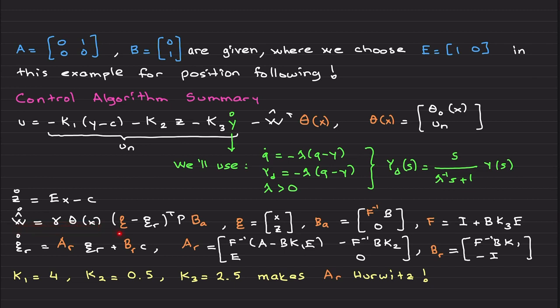All right, so the remainder of the algorithm summary is Ex minus C, which is Z dot, the integral term. W hat estimate, Kc minus Kcr. Kc is not only X, but now including Z. BA, F inverse B, and 0. And again, I defined F here. I want this control algorithm summary to be compact for your eyes. And this is the reference model. I included AR and BR. I am going to choose K1 to be 4, K2 to be 0.5, and K3 to be 2.5, which makes AR Hurwitz. AR needs to be Hurwitz. That's something you should check. Again, I covered how to tune K1, K2, and K3 in these tuning with PID videos I referred to earlier in this lecture.